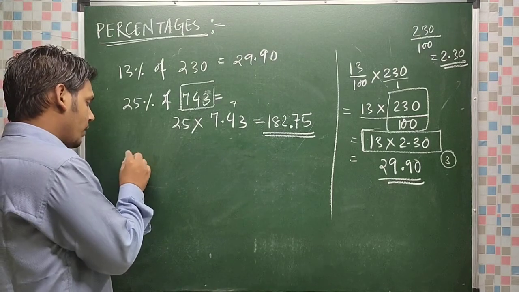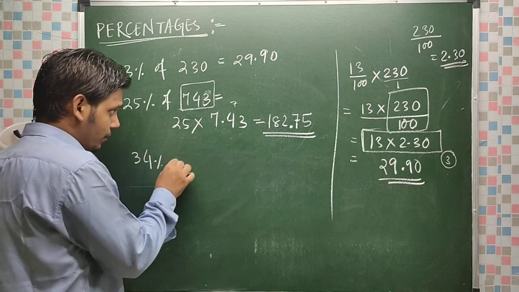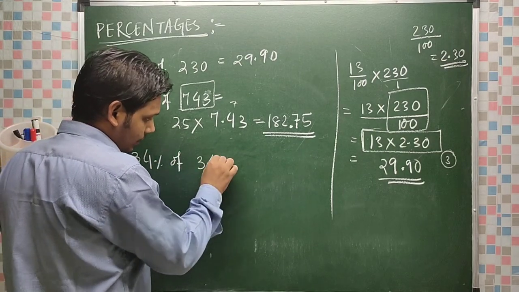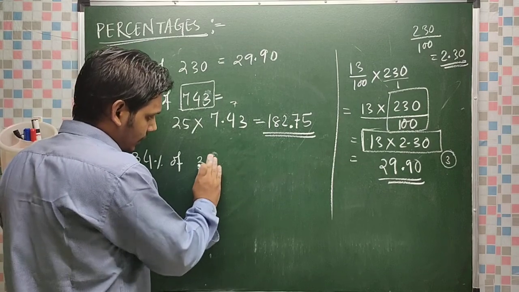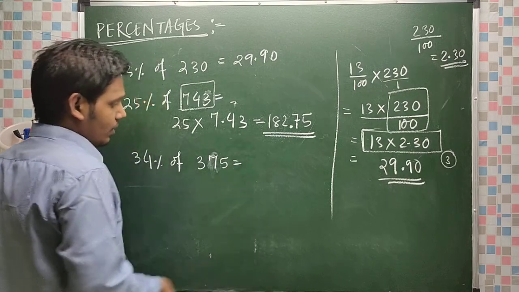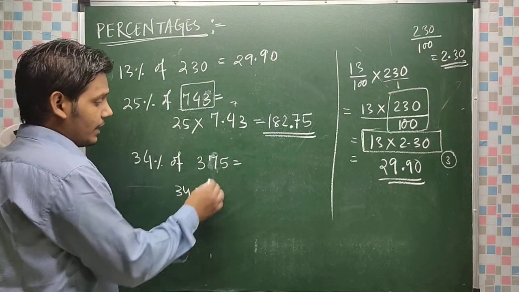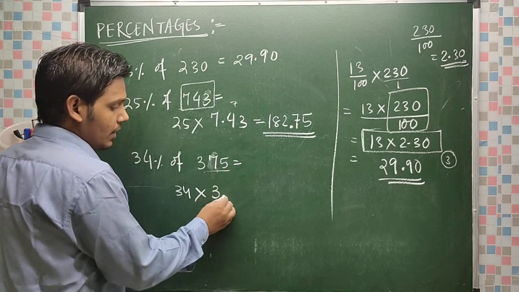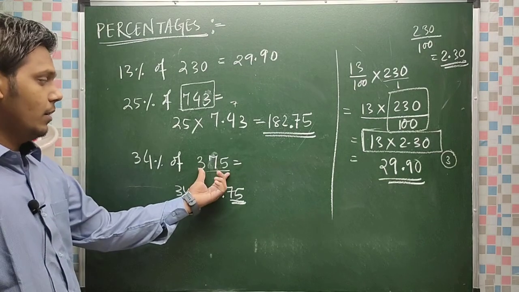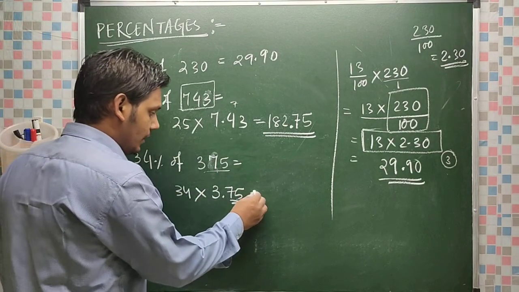Suppose you have to find 34% of 375. What you have to do is write 34 first. Then 375 becomes 3.75. Always keep 2 digits after the decimal. Now you have to multiply 34 by 3.75.